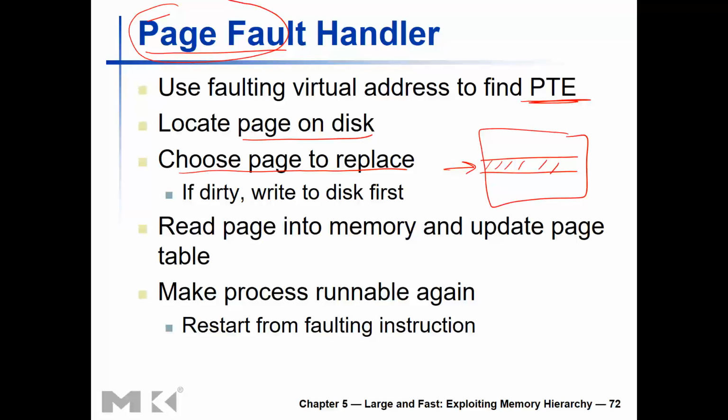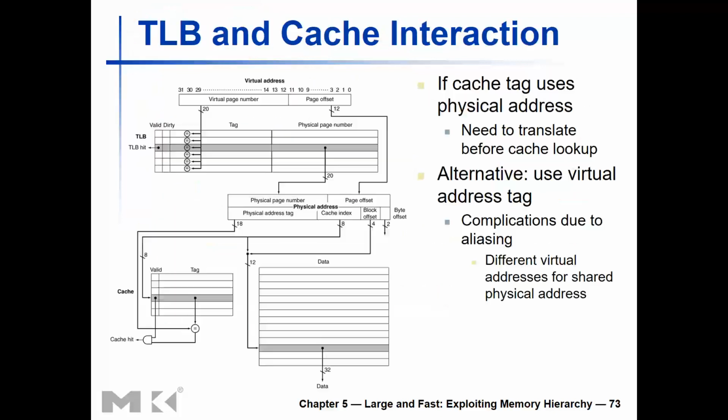Now, do I need to copy this page to the hard disk? We check. If the dirty bit is set, it means we have written to this page, it means we have modified this page. Then yes, we need to copy this page to the hard disk. If it is not, then we don't need to copy it. We bring the other page from the hard disk on top of it, because this page is the same copy as the hard disk. Now we read the page in the memory, update the page table, and then we make the process runnable again. We will hit a TLB miss, then we will move the page table entry to the TLB, and execute the instruction again.